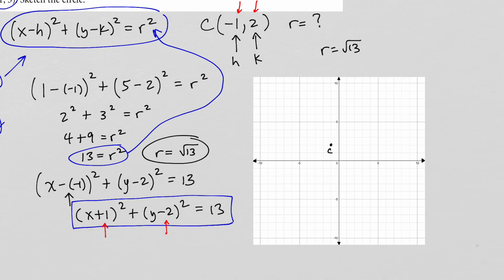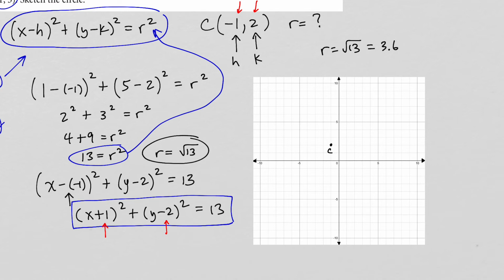Well, the square root of 9 is 3. The square root of 16 is 4. So I know this is going to be 3 point something. But let's go ahead and plug that into a calculator to get a better approximation. And when you do that, you get approximately 3.6.